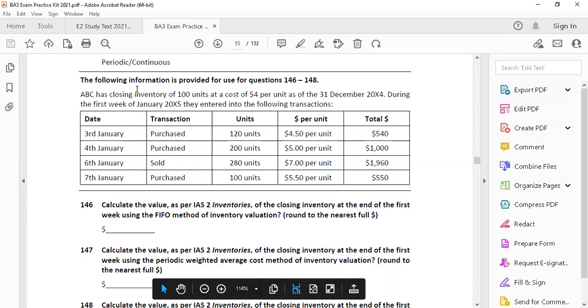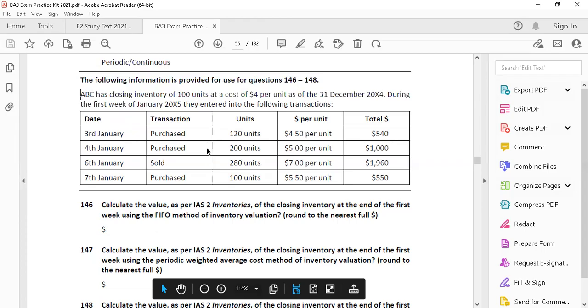The question goes like this. The ABC has closing inventory of 100 units at a cost of 4 per unit as of the 31st December 20x4. During the first week of January 20x5, they entered into the following transactions. 3rd January, additional units purchased are 120 units. Then we have the value at 4.50 per unit. Total value is this much.